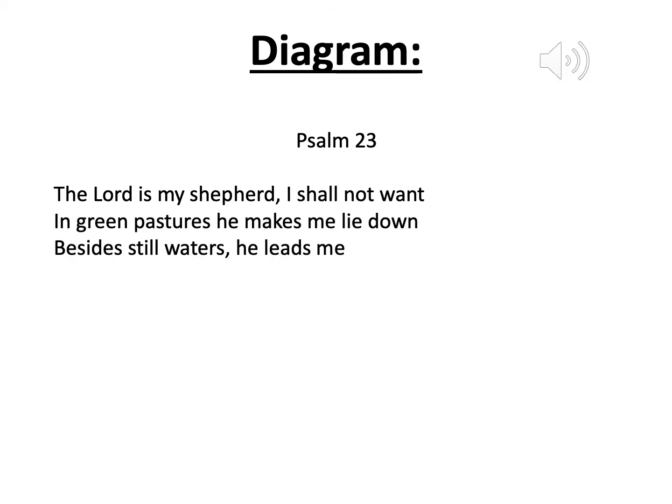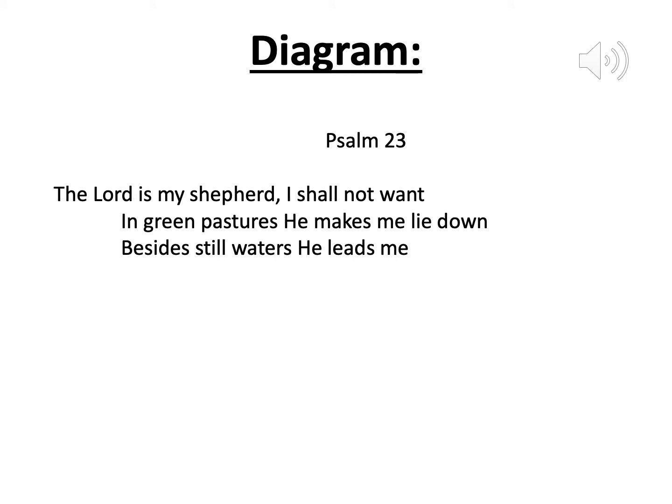Verse 2 says, "He makes me lie down in green pastures, and he leads me beside still waters." I've reversed the flow of thought, though, because the verb actually comes second. In green pastures, he makes me lie down. Beside still waters, he leads me. What is the relationship between these two and "The Lord is my shepherd, I shall not want"?